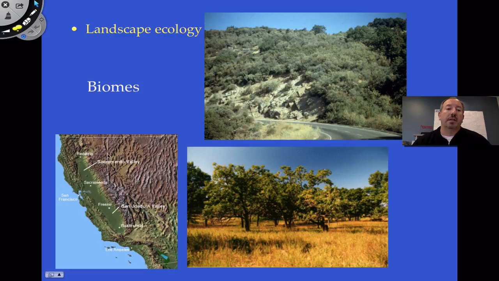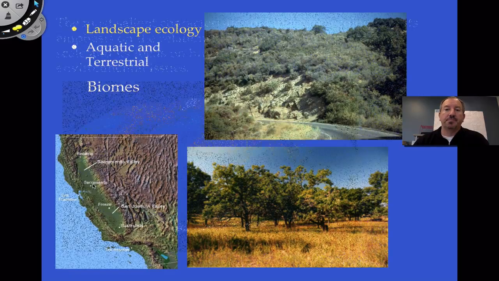that are really prominent. Like in California, we have a forest biome, a coniferous forest. We have a desert down here in Southern California. We have a grassland in the Central Valley. And so these are found both on the land and in the water. We have marine biomes, and we have freshwater biomes, and we have estuaries.